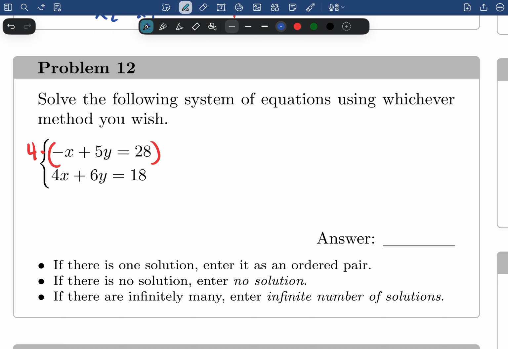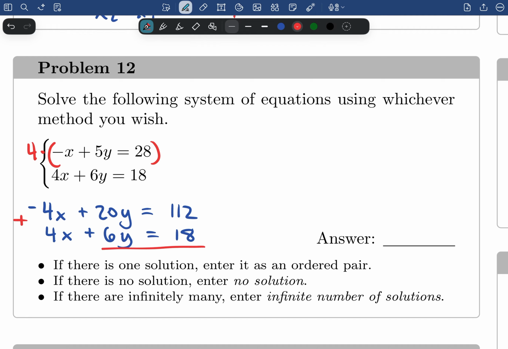And I'm going to rewrite the top equation, distributing 4. I get negative 4 times x plus 4 times 5y, which is 20y, equals 4 times 28, which is 112. And I'm going to rewrite that bottom equation, the second equation, exactly how it is, 4x plus 6y equals 18. And I'm going to perform stacked addition of these two equations.